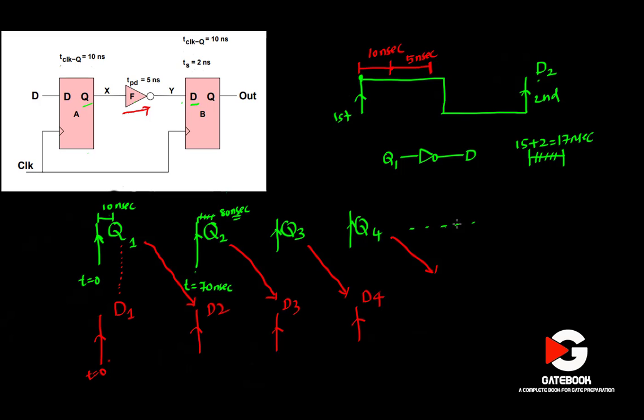Correct? So from now onwards, whenever you are fixing the clock period, you have to take care of all these parameters: the propagation delay of the flip-flop, the propagation delay of the combinational circuits, and the setup time. So your clock period, let's say T, should be greater than or equal to 10 plus 5 plus 2. That means T should be greater than or equal to 17 nanosecond in this problem.